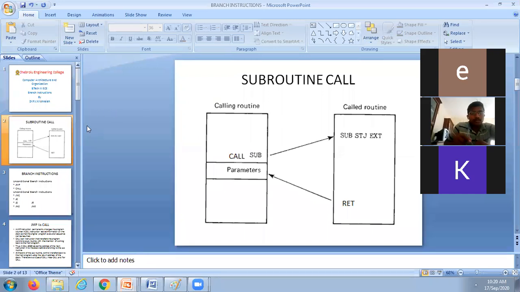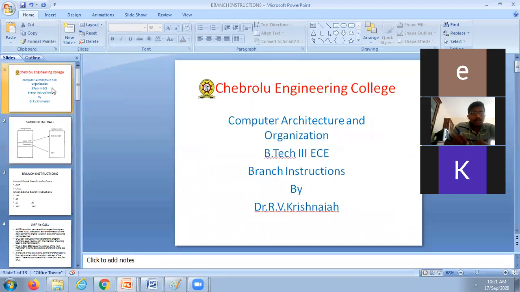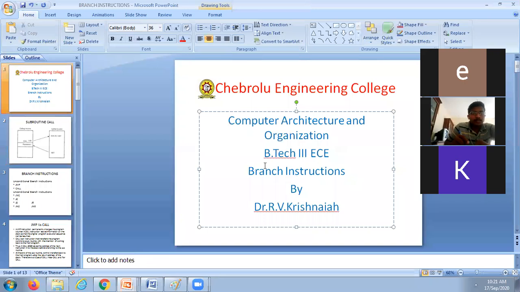Today we will discuss the branch instructions. The branch instructions are used to transfer the control from one location to the other location.